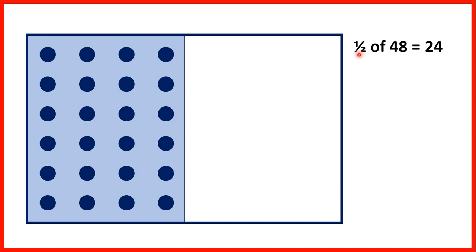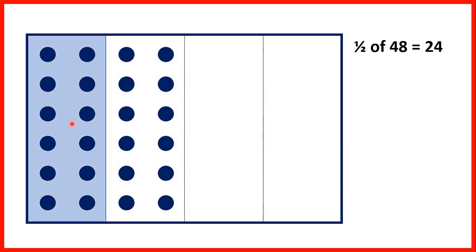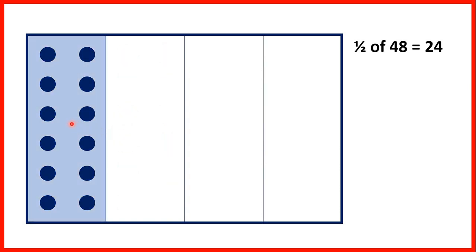Remember, finding a half is the same as dividing by 2, so dividing by the denominator, and 48 divided by 2 is 24. So now we have 24 circles. If we split those 24 circles in half, and again keep only half, we now have 12 circles. That's because 1/2 of 24, or 24 divided by 2, is 12.